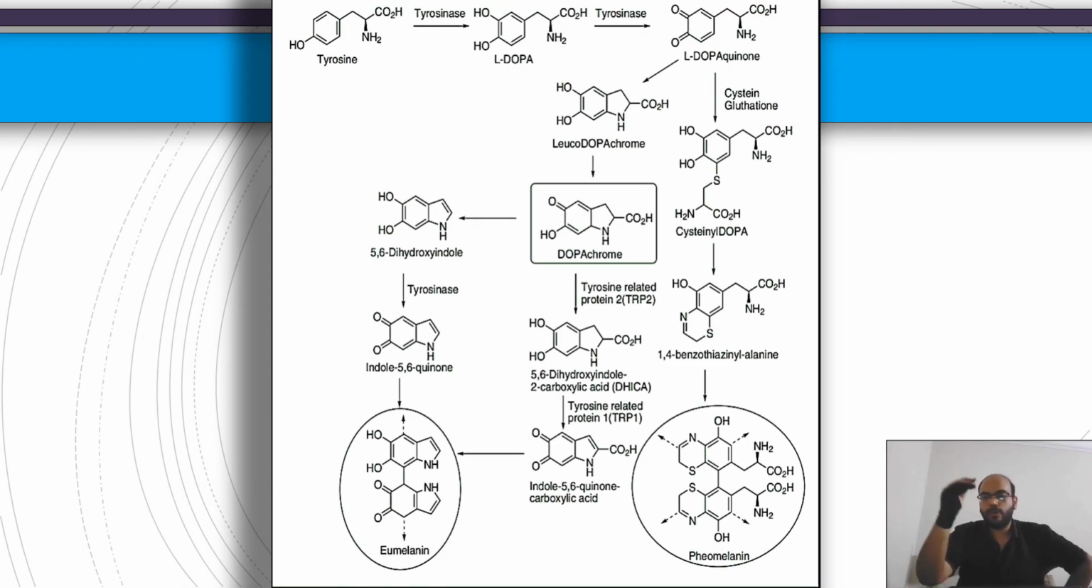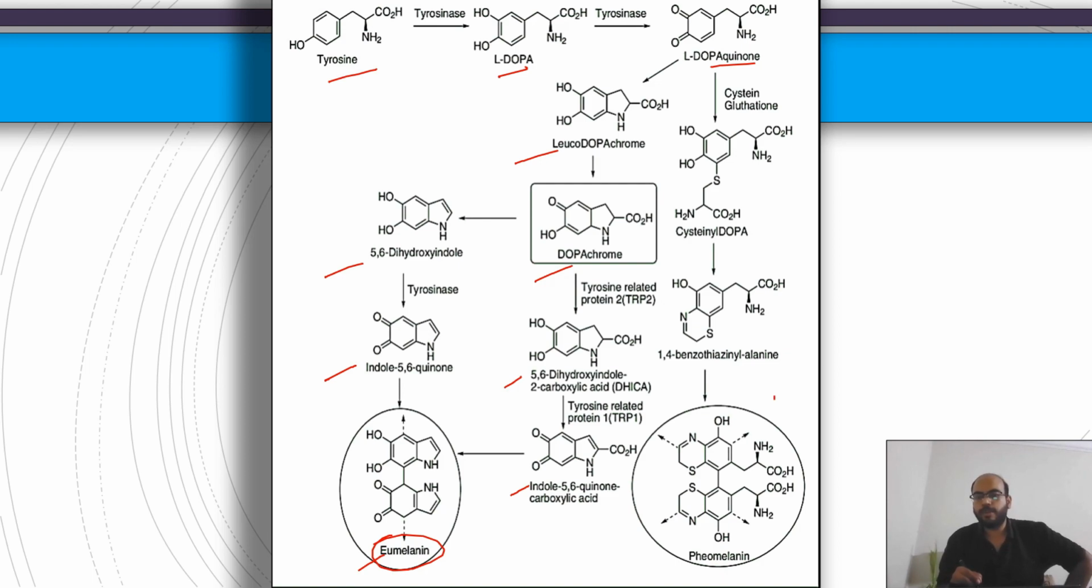Now look at the whole process and you'll be easily able to understand. Tyrosine to L-dopa, L-dopa to L-dopaquinone, L-dopaquinone to cyclodopa, cyclodopa to dopachrome, dopachrome to dihydroxyindole, dihydroxyindole to indole 5,6-quinone, 5,6-quinone to eumelanin. Dopachrome to dihydroxyindole carboxylic acid, indole 5,6-quinone carboxylic acid, eumelanin. That is all you have to remember.